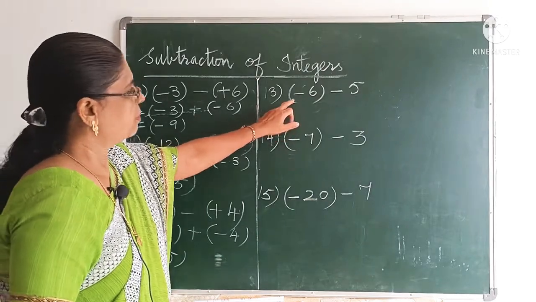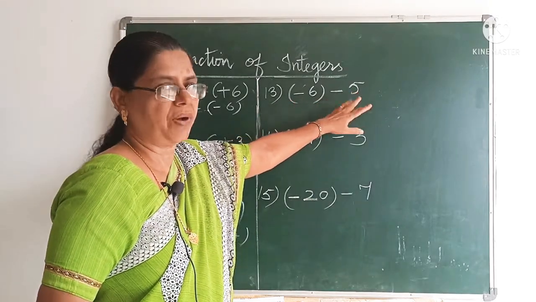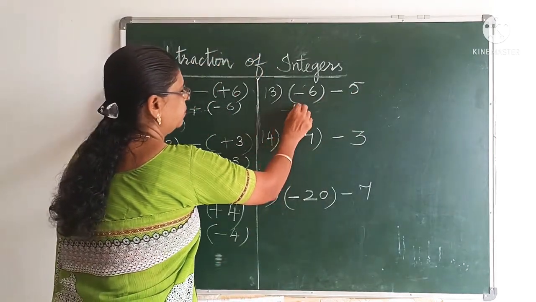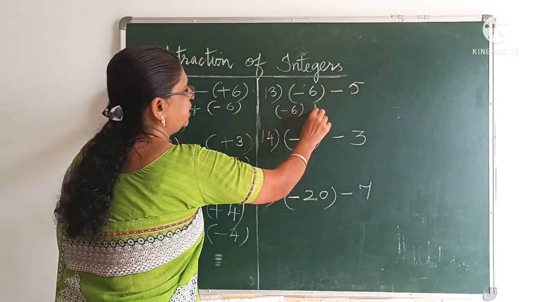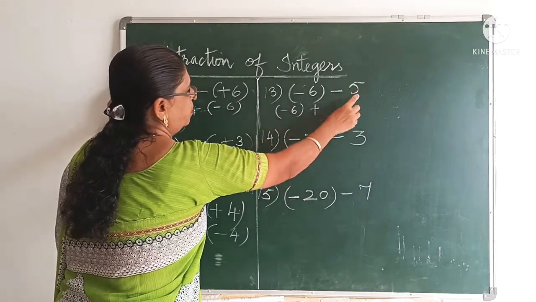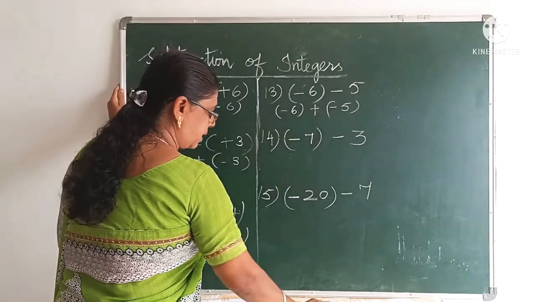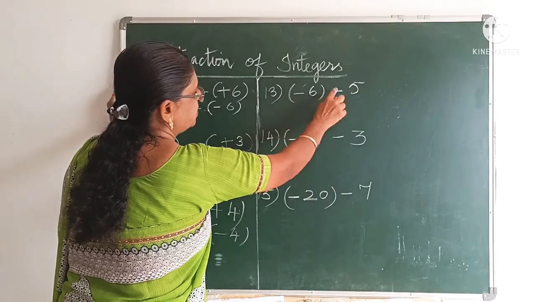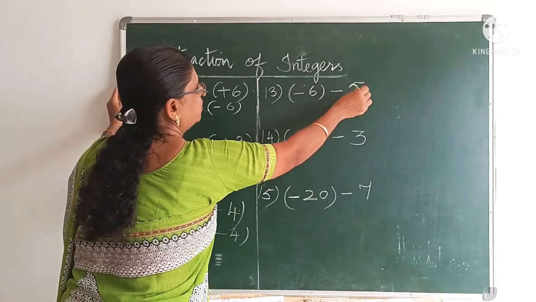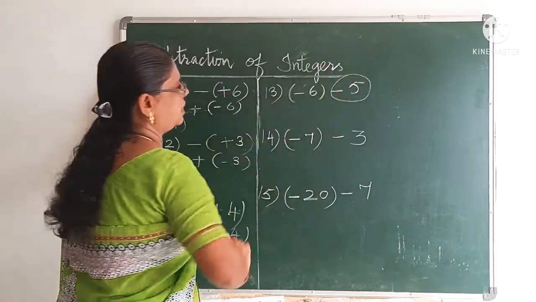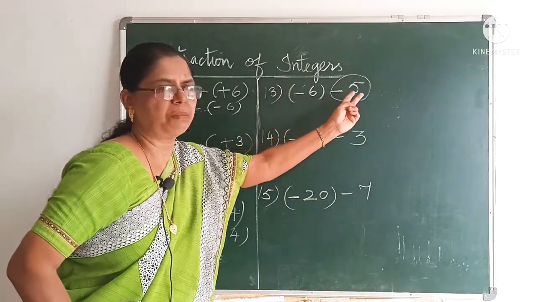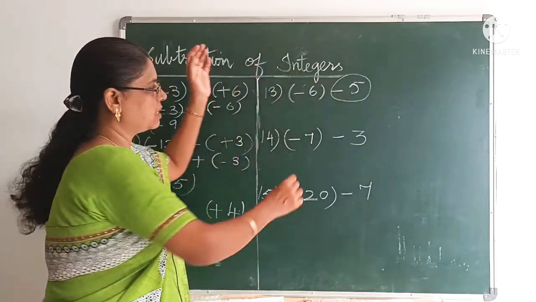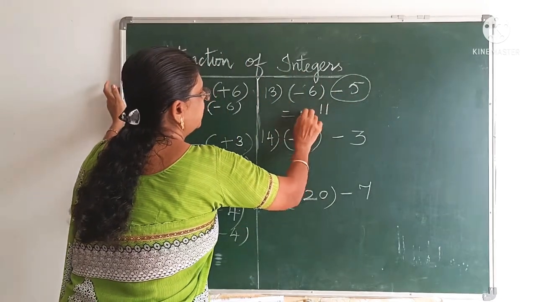Next one. Minus 6 minus 5. So in the previous method I taught you like this. Write the first number as it is. Change minus sign into plus sign. And the opposite of 5 is minus 5. But now we will take the short method. Take minus 6. And this subtraction sign you have to take with the next digit. So take it as minus 6 and minus 5 and then add. If you add both minus 6 and minus 5, your answer will be minus 11.